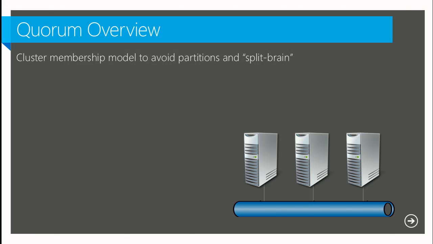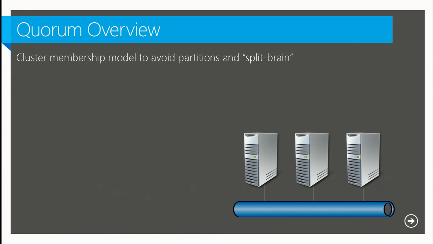So, next concept that I want to talk about while this cluster is being created is the concept of quorum. Quorum is our membership model. Now, the importance of quorum is to ensure that there's always a consistent view of the cluster, and there's only one version of any application running at one time. So let me clarify that a little more.